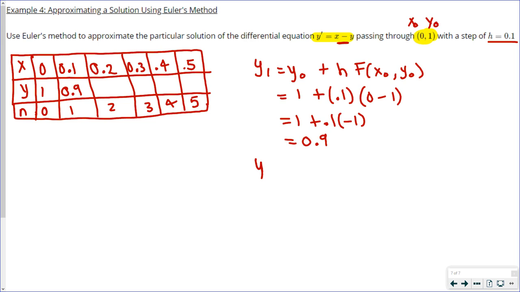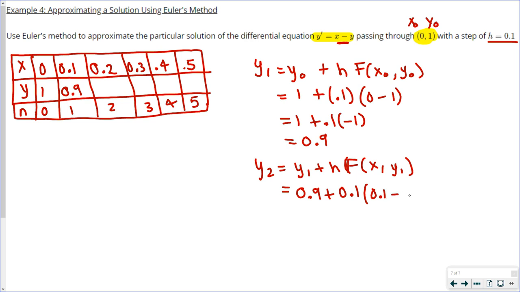To do the next one, y2, we use the previous. So we get y1, which was 0.9, plus h, 0.1, times we plug in our x1, y1. So x1 was 0.1 minus y1 was 0.9. We type that in and we get 0.82.